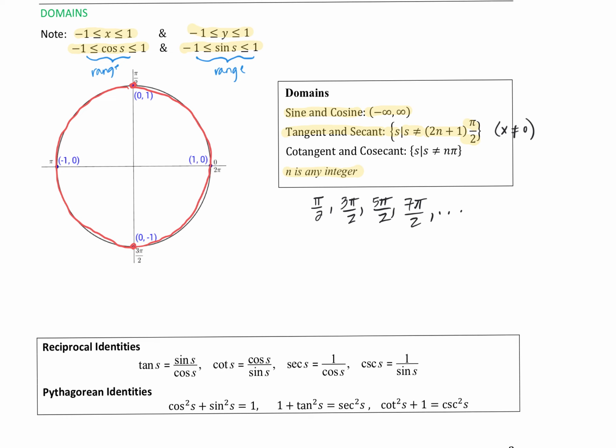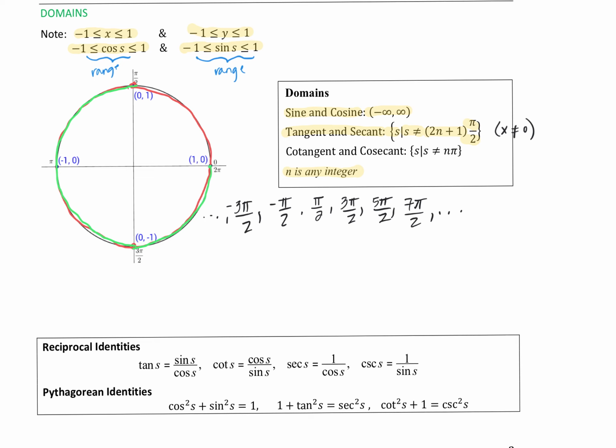Well, what if we went in the other direction? What if we start at 0 and we go to negative pi over 2? Well, at negative pi over 2, the x value is 0, so we have to take that away. Now let's continue on. Negative pi, this is negative 3 pi over 2. At negative 3 pi over 2, the x value is 0, so we can't use that either. So notice that we can keep doing this forever in both directions, both the positive and negative directions.